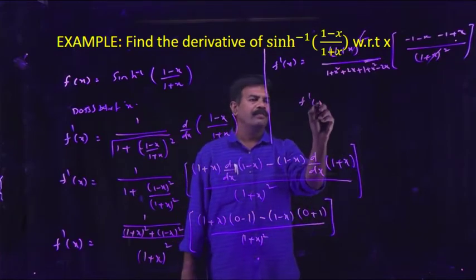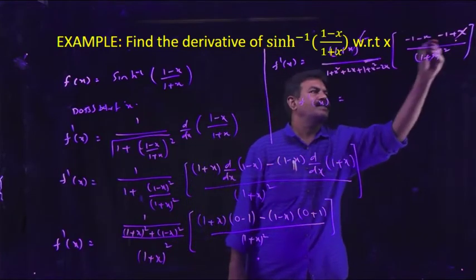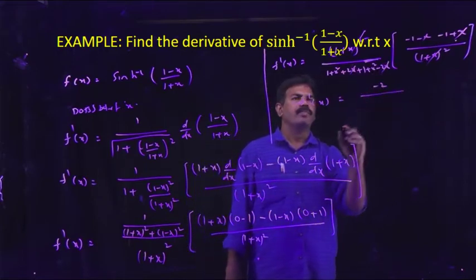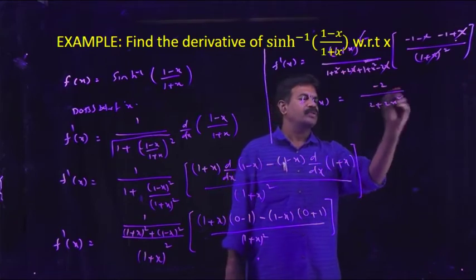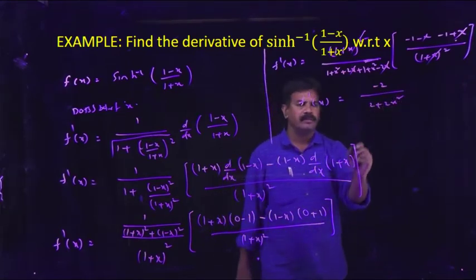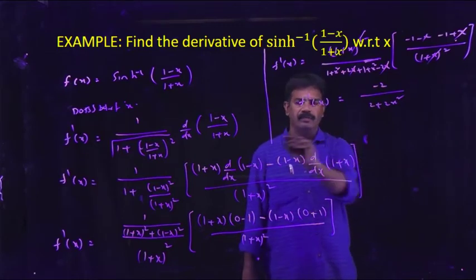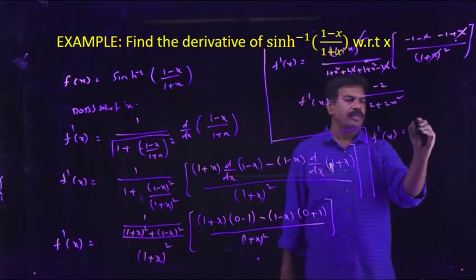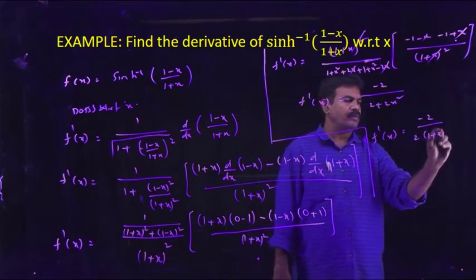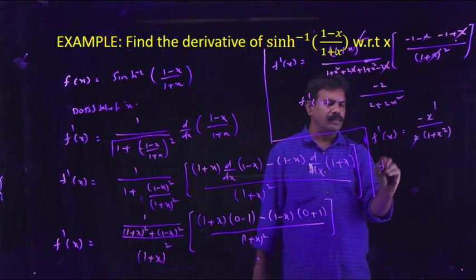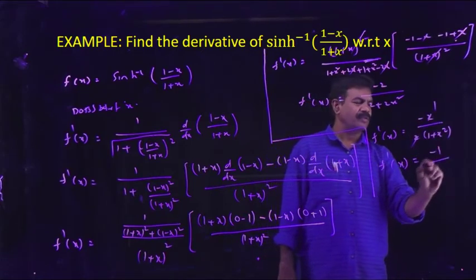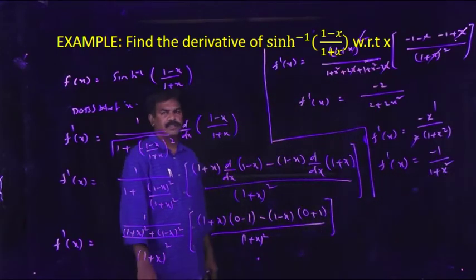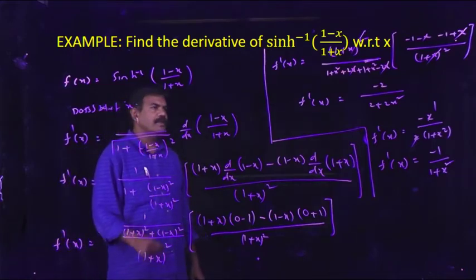We get f dash x is equal to, 2x and 2x also cancel. Minus 2 by root of 2 plus 2x square. That is equal to, f dash x is equal to minus 2 by 2, 2 will be common, so 2 cancels. f dash x is equal to minus 1 by root of 1 plus x square. So this is the solution of the given example.